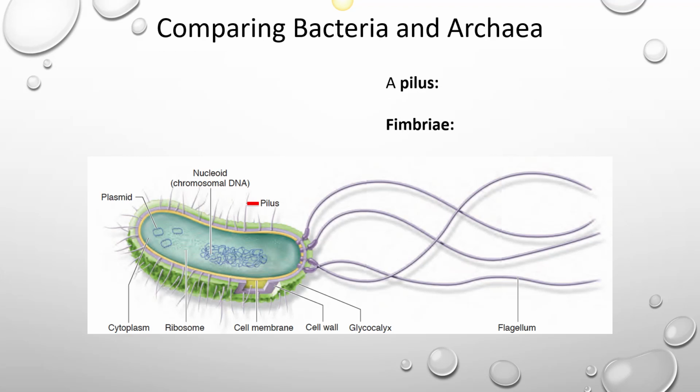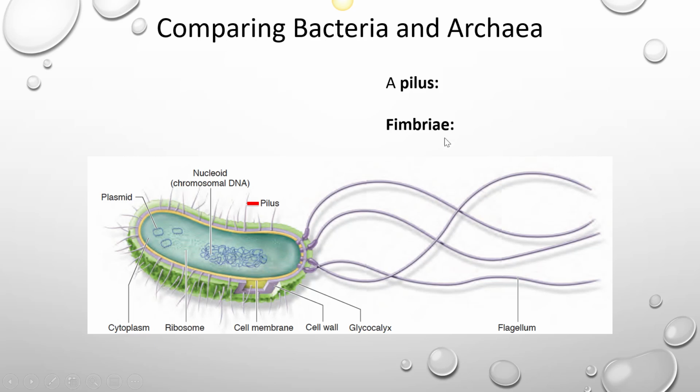A pilus is a long tube-like structure that plays a role in the exchange of genetic material between bacterial cells. If one bacterial cell has a plasmid that makes it resistant to an antibiotic, it can take that plasmid and send it through a pilus to a neighboring bacterial cell. Through safety in numbers, now it has a friend that's also resistant to the antibiotic, and it's benefiting from that.